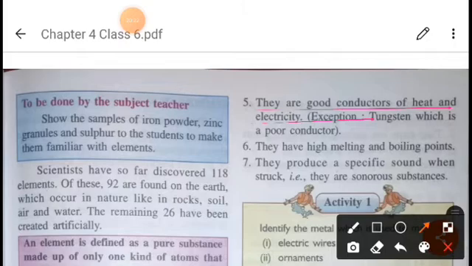Now again, we will see one example of electricity, a good conductor of electricity. The wire which we are using is a metal, right? So it is conducting electricity. That is why we can transport electricity from here to any other place, right? So that is why metals are good conductors of heat and electricity.